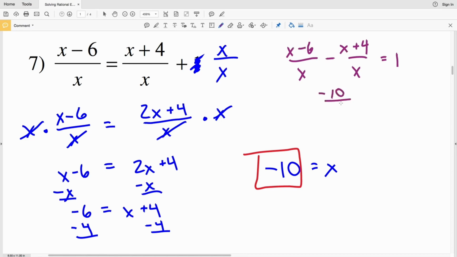So you would get negative 10 over x equal to 1. Then you would multiply both sides by x to get that out of the denominator. So you would get that negative 10 equals 1 times x, which is x. So you can see that even if you rearrange the equation at the start, you will still get the same solution. Either way to go about problem 7 is correct.